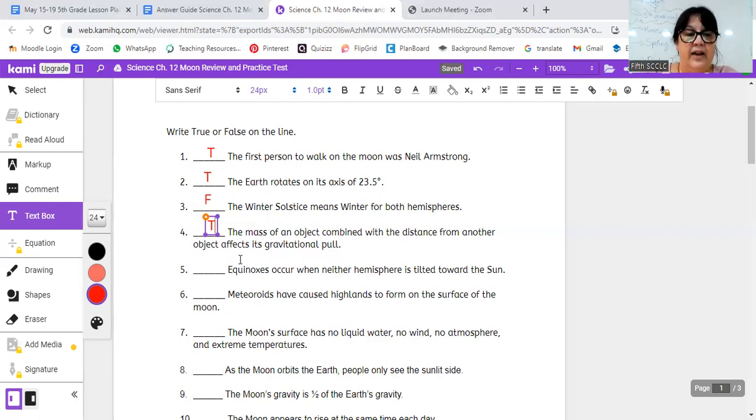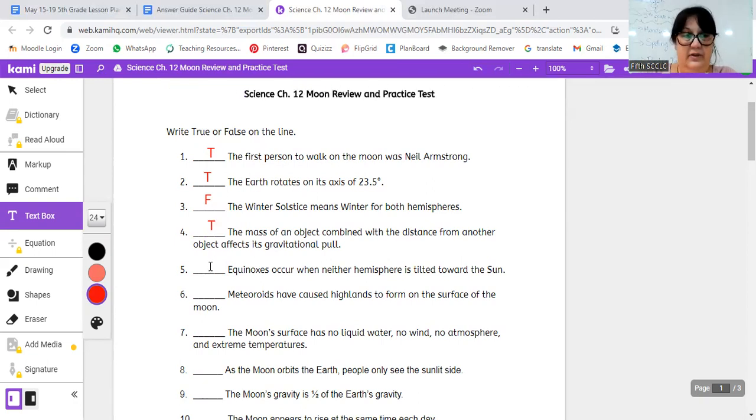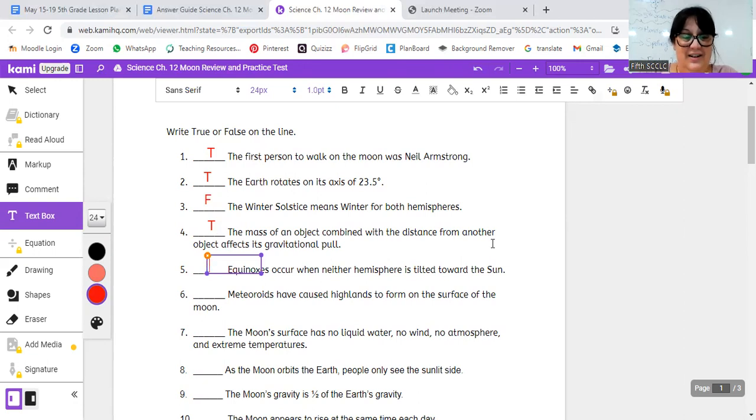All right, number 5. Equinoxes occur when neither hemisphere is tilted towards the sun. Genesis. It is false. No, it is true. Very well. All right, there we go.